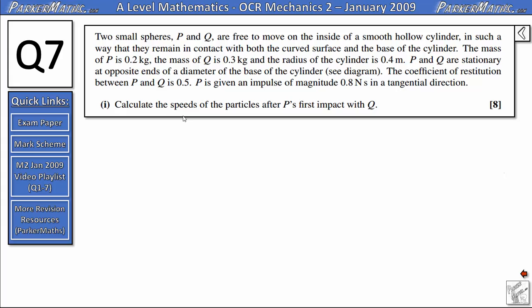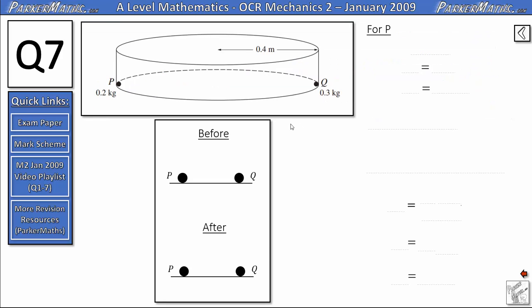In part 1, we need to calculate the speeds of the particles after P's first impact with Q. Later in the question, we're going to have to consider the impact between P and Q, but first we need to know what speed P is travelling at when it first collides with Q.